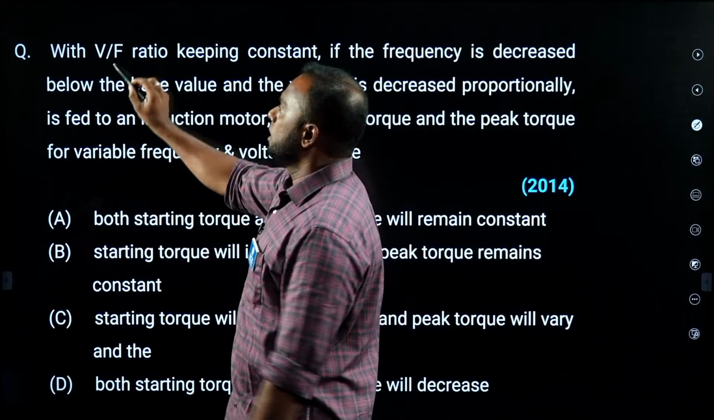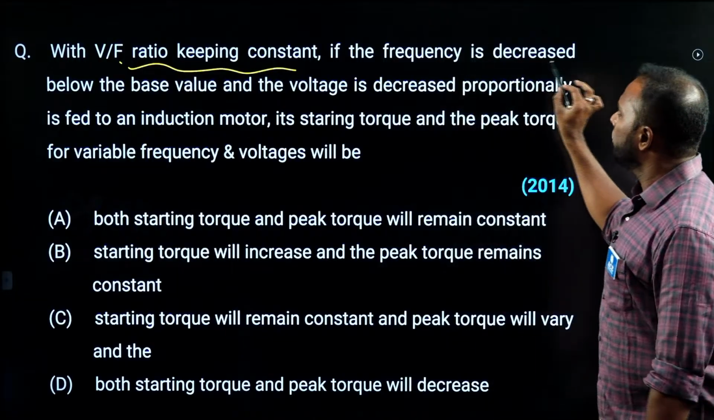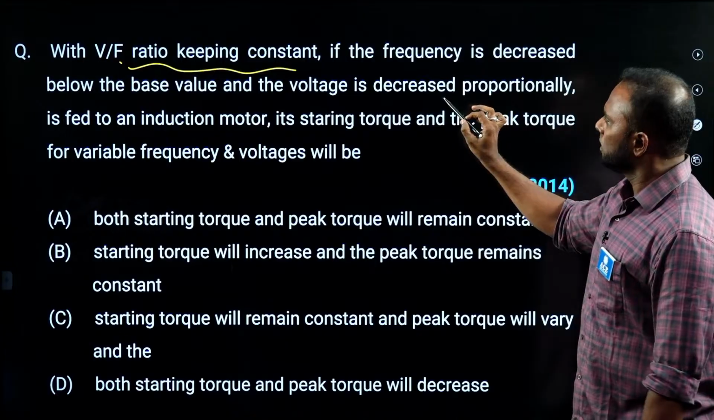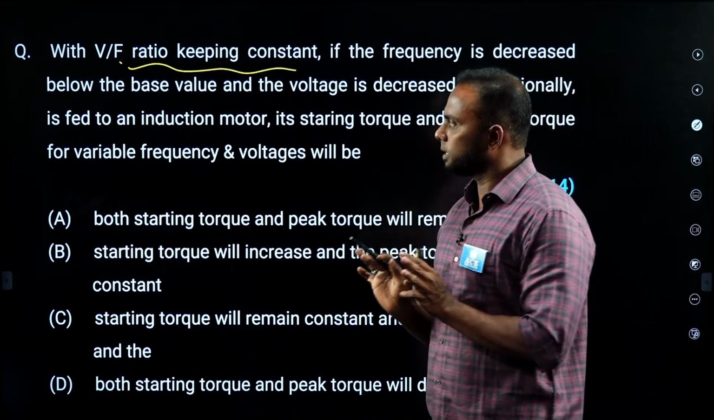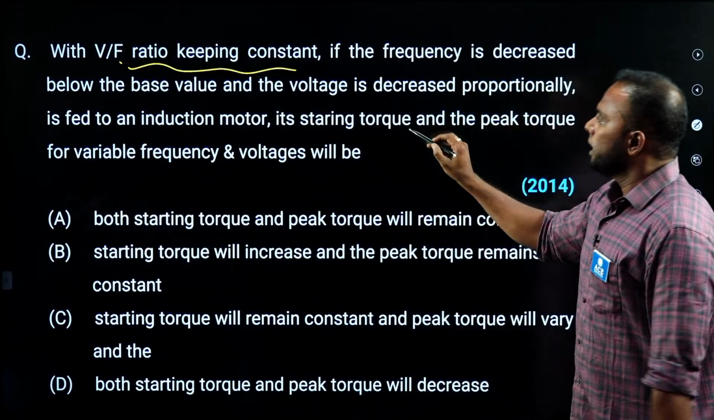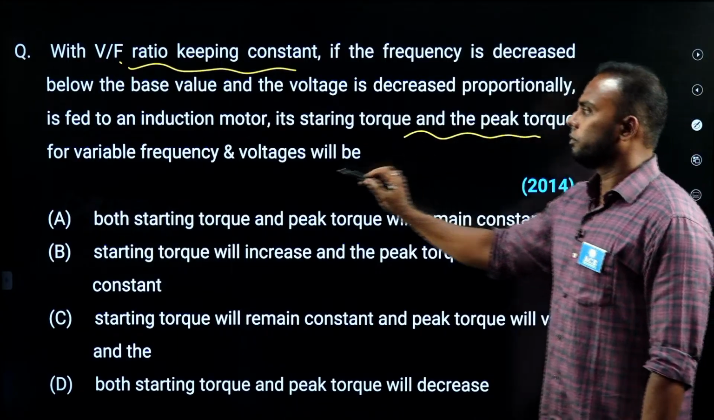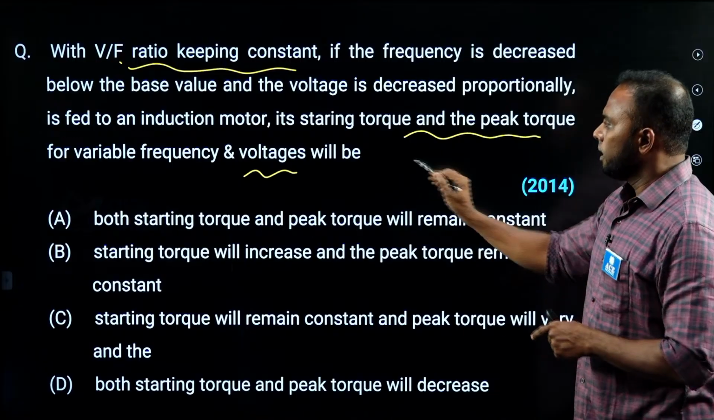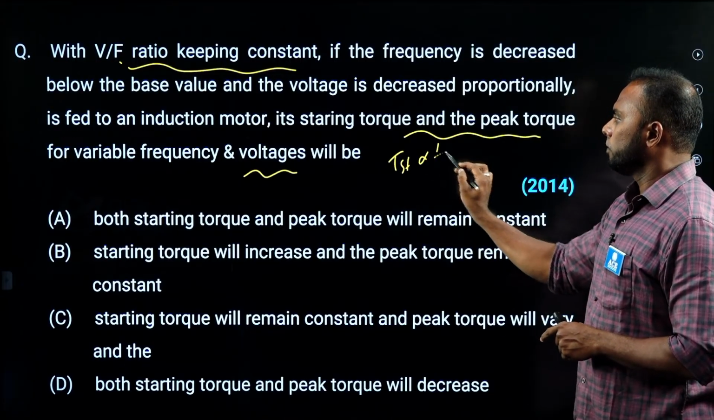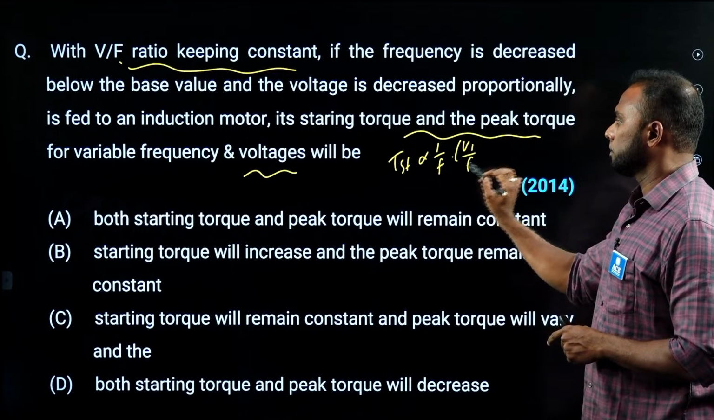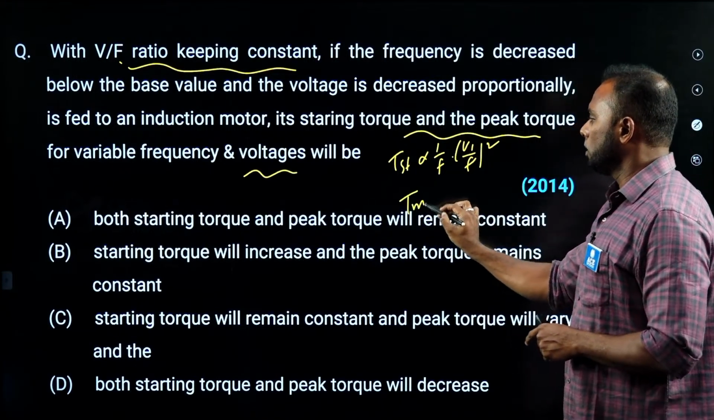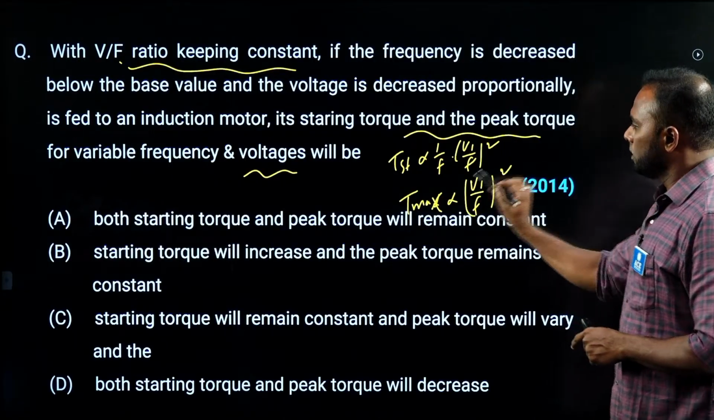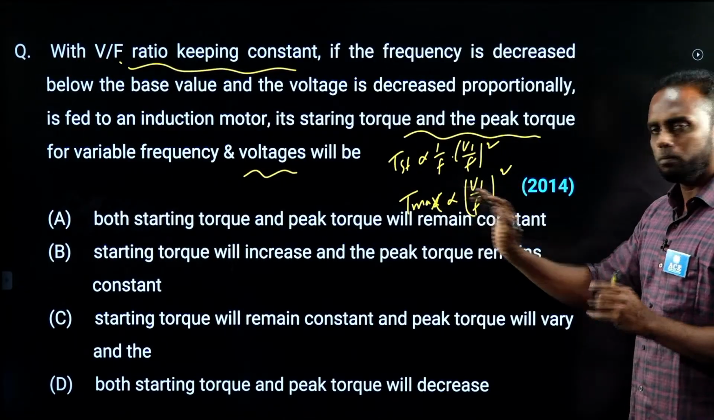Read this. With the V by F ratio kept constant, if the frequency is decreased and the voltage decreased proportionally, meaning V by F ratio constant, and is fed to an induction motor, its starting torque and maximum torque for variable voltage and frequency will be dash. Just now I gave one equation. Starting torque is proportional to 1 by F into (V by F) whole square. And maximum torque is proportional to only (V by F) whole square.